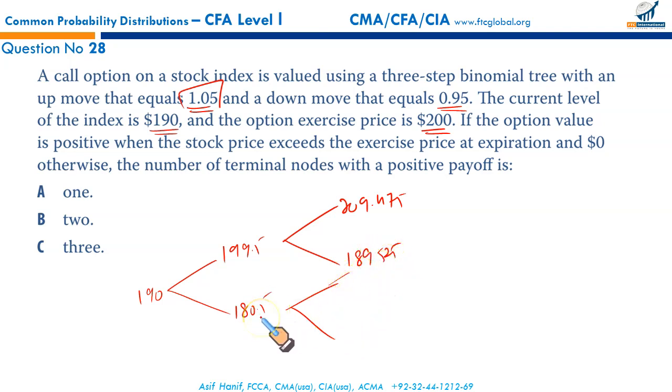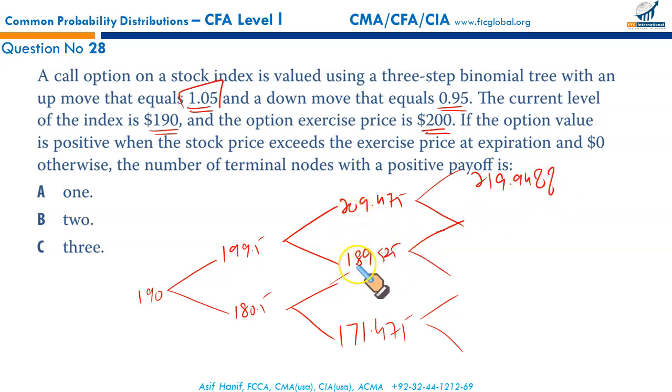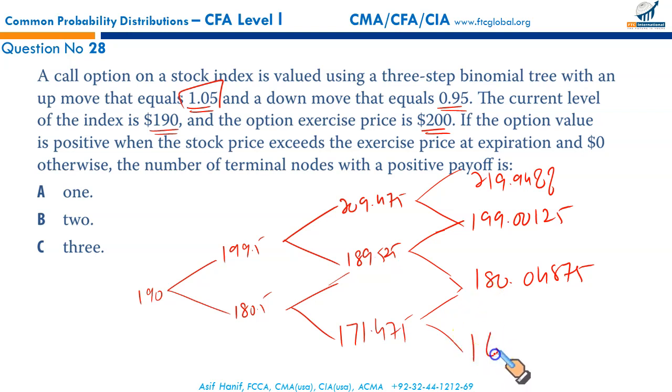And down move, 180.5 times 0.95 gives you 171.475. Further up move and down move: 209.475 times 1.05 gives you 219.9488. And 189.525 up move will give you 189.525 times 1.05, which is 199.00125. And here the down move, 189.525 times 0.95, gives you 180.04875, and in this case 171.475 times 0.95 gives me 162.90125. What's the question now?